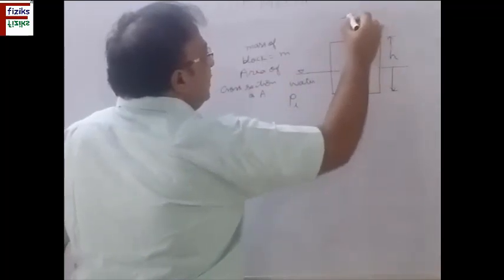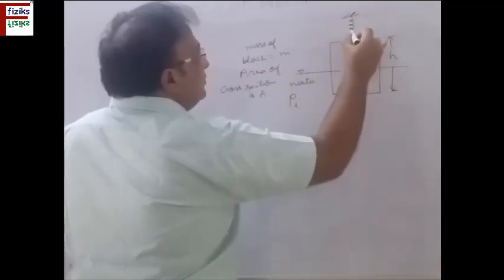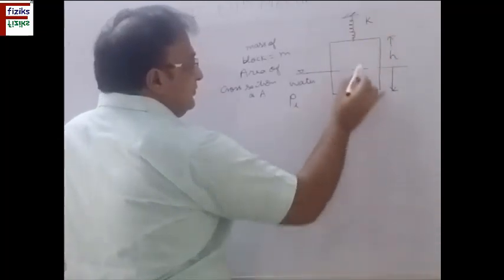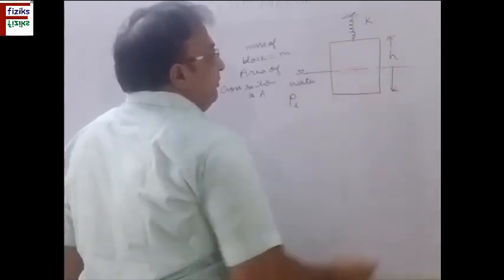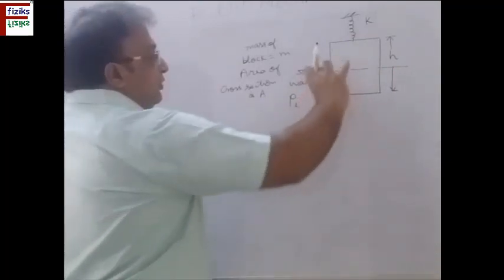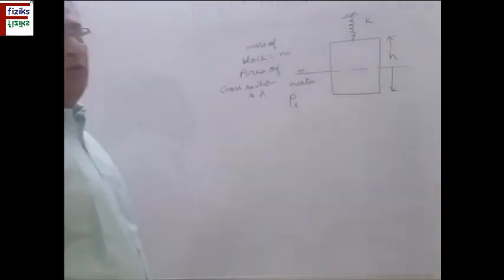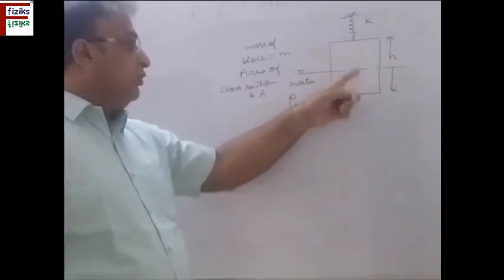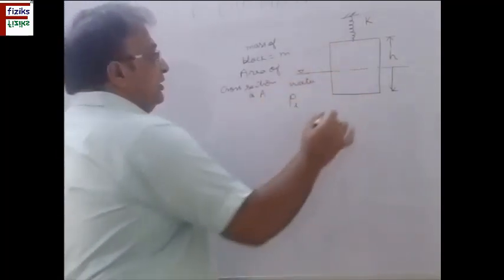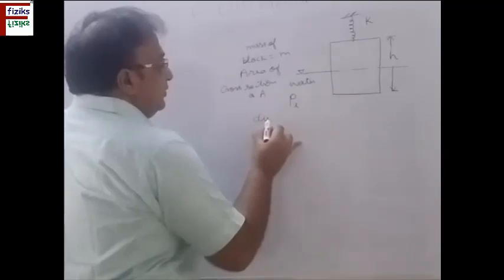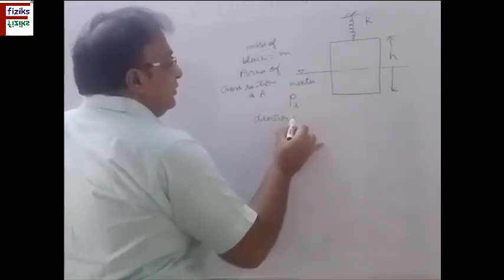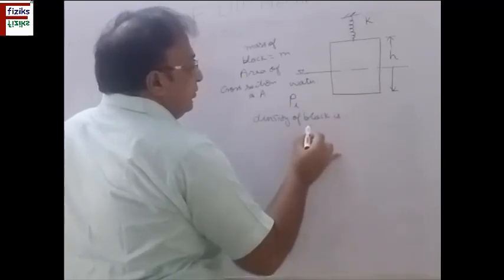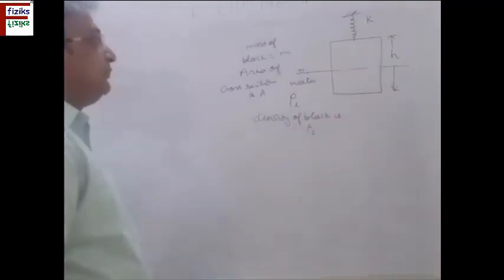And we can connect it with a spring. The spring constant here is K. Now this is in equilibrium. So this much length of the block has been submerged in water or any other liquid, and the density of the block material is rho S, solid.